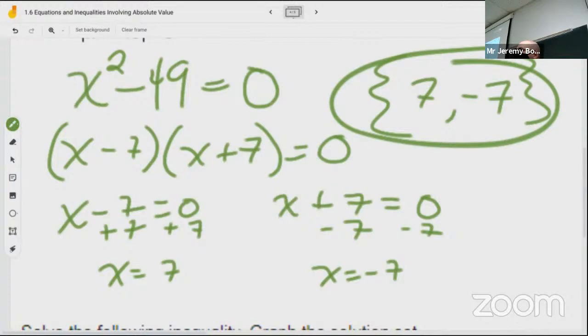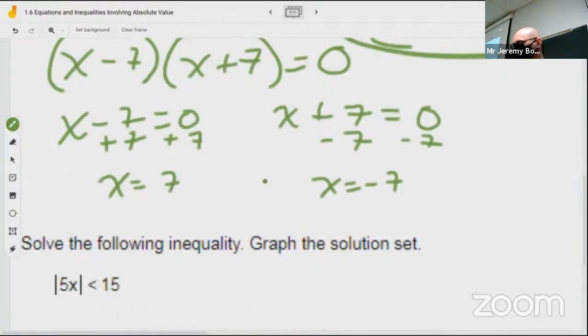Any questions on that one? So it's equal to 0. Absolute value, you just set it equal to 0. I think we did one like that yesterday, actually.